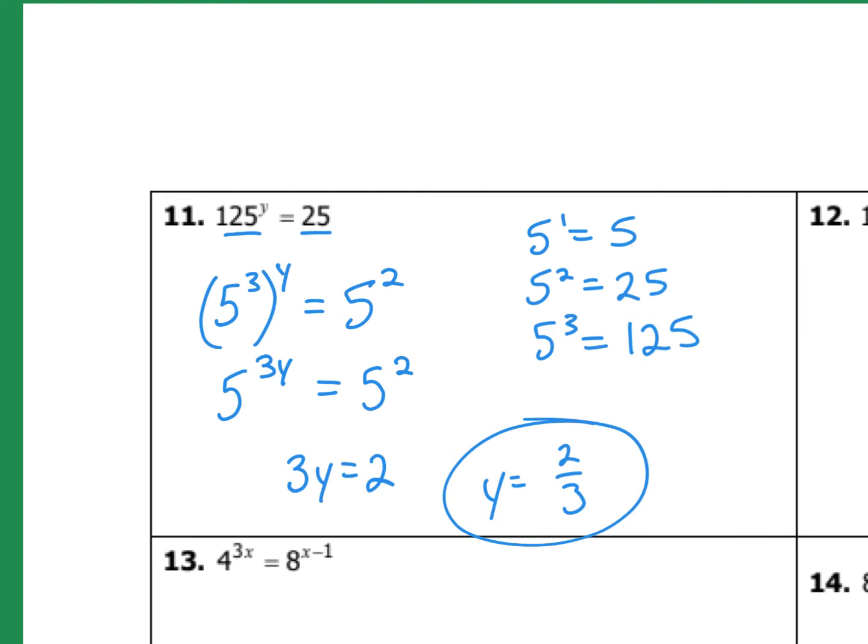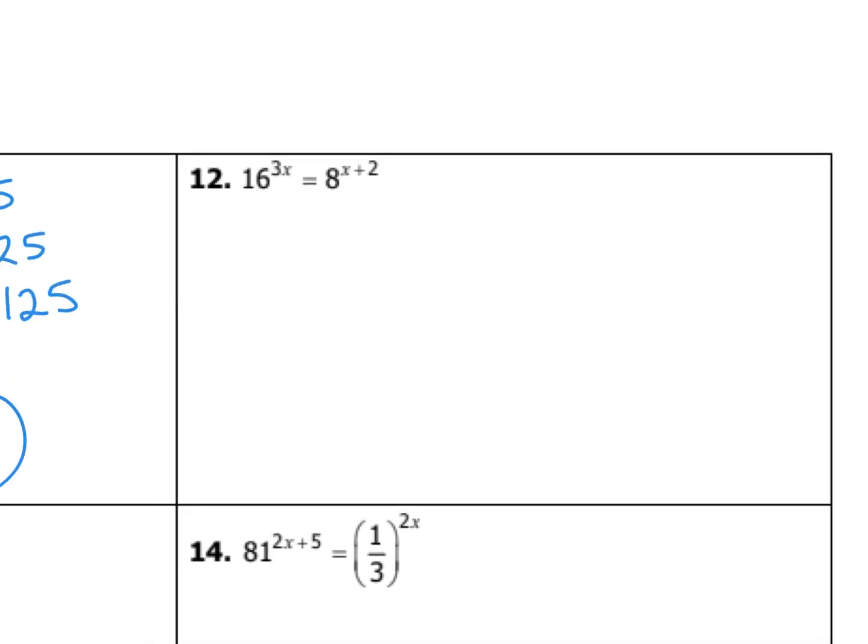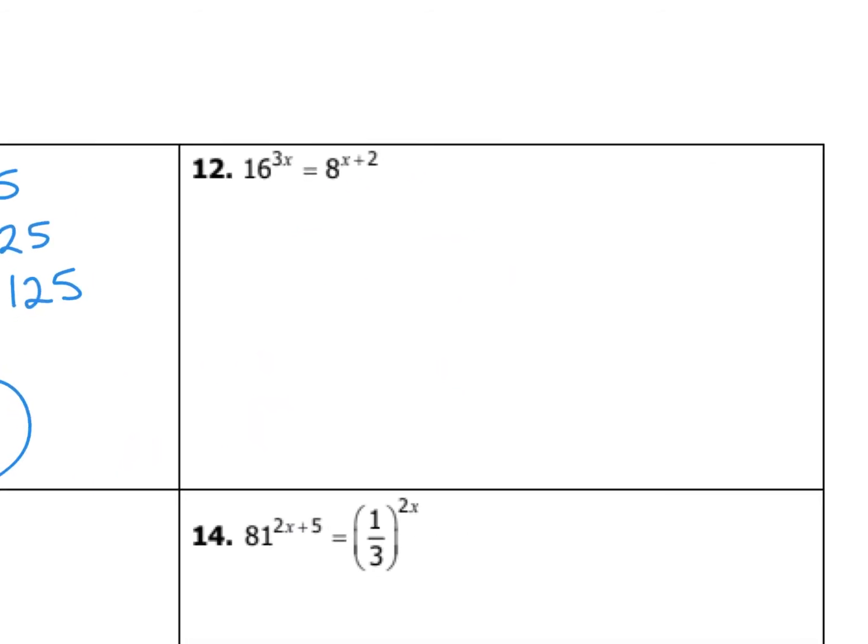Decent? Okay, I want you to do number 12. It's going to work similar. Try number 12. Okay, what do we do? Try to find a common base. And it's 2. It's not going to be 8. Why can't 8 work? 8 squared is 64. Good. Okay, so we use 2.